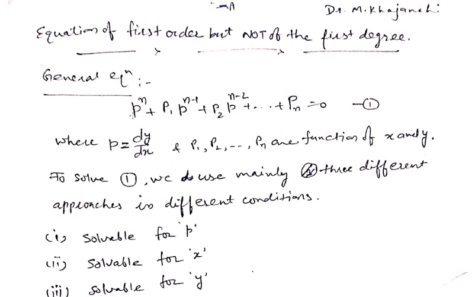Here the small p is represented by dy upon dx. It means this is dy upon dx raised to power n. The index of dy upon dx is n in this term. Here p1 into p raised to power n minus 1, that is dy upon dx raised to power n minus 1. The highest order derivative is first order only and its highest power is n, so this is a degree n equation. Here the coefficients p1, p2, pn are some functions of x or y.